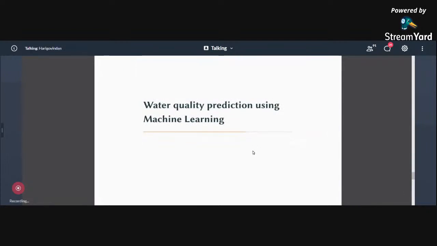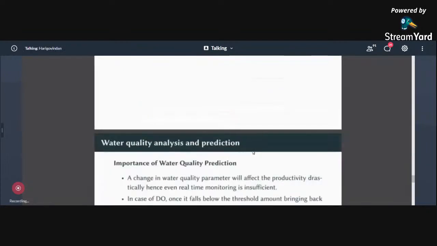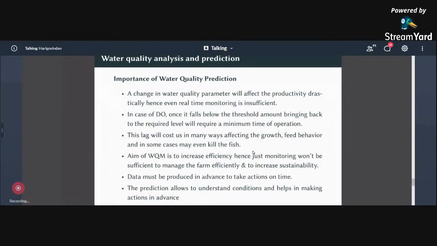Here we have another approach which we have taken in our project. This is prediction of the water quality parameters. As I told, the water quality parameters are very important for aquaculture. A change in the water quality parameters will affect the productivity drastically, so even if you go for real-time monitoring, that is not sufficient. You should be able to forecast the values of the water quality parameters.